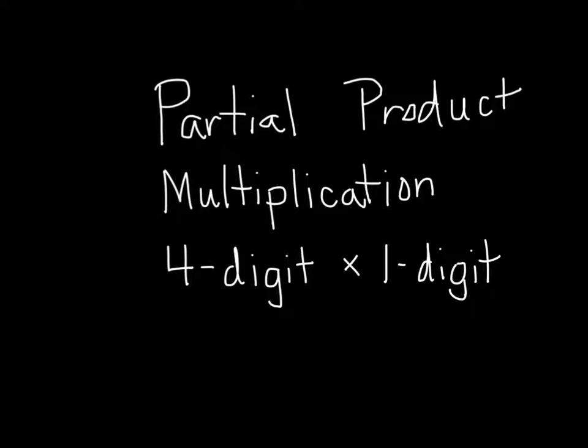In this lesson, we're going to look at partial product multiplication for a 4-digit by a 1-digit number. Now, this is a free ride. I call it that because if you have done the partial product multiplication strategy for a 3-digit number by a 1-digit number, this is the same exact procedure.